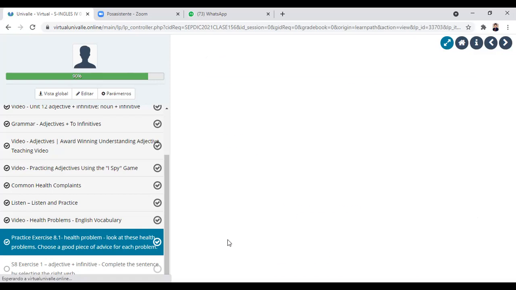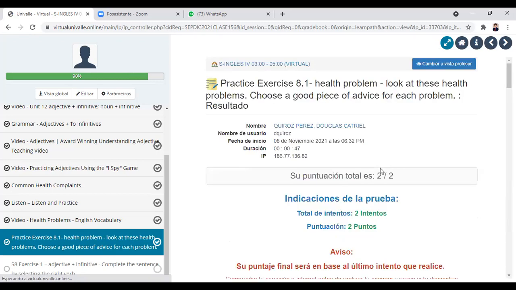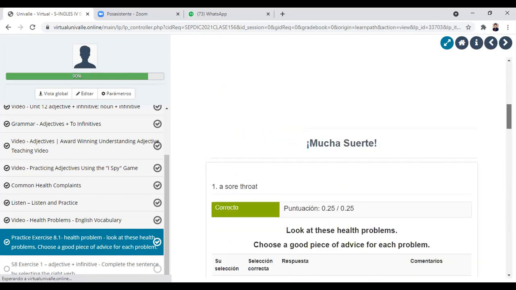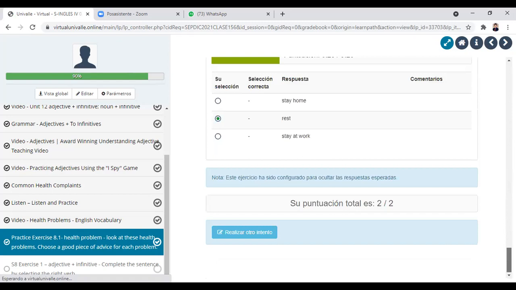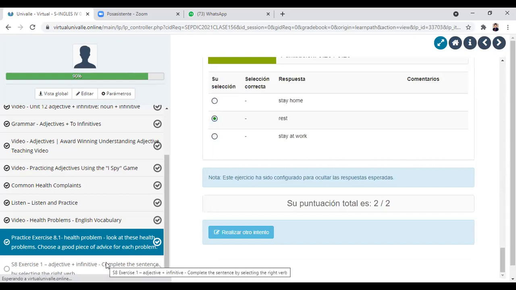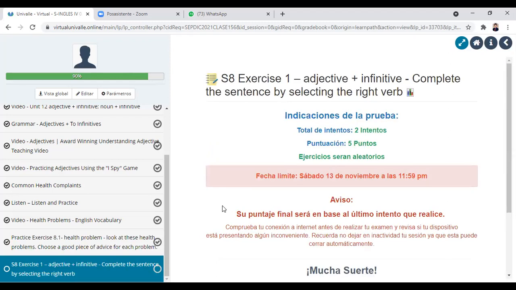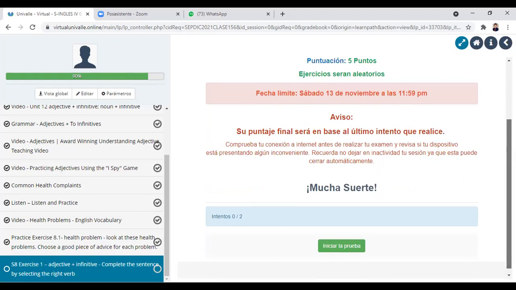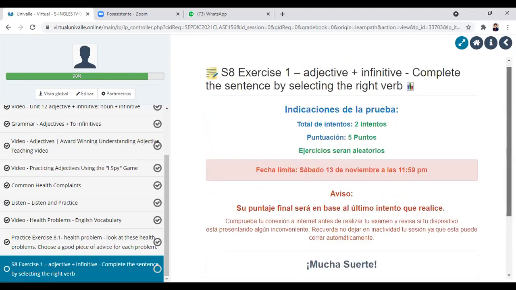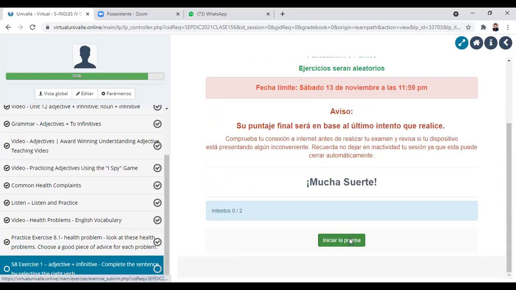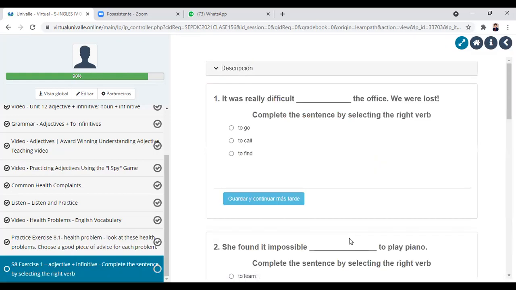Now we're going to make sure all of them are correct answers. Okay, all of them. Very good. Well done. And at the end, guys, you're going to have an evaluated exercise. This is part of your accumulative process. This goes for 5 points, and you will also have 2 attempts. In here, we're going to complete the sentence by selecting the right verb. I'm just going to help you out with one example.